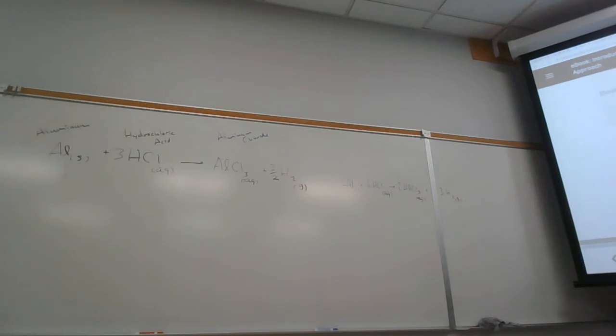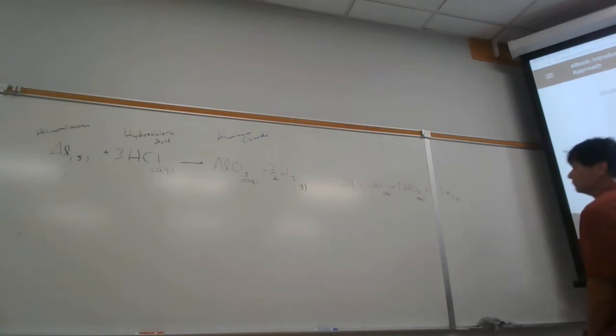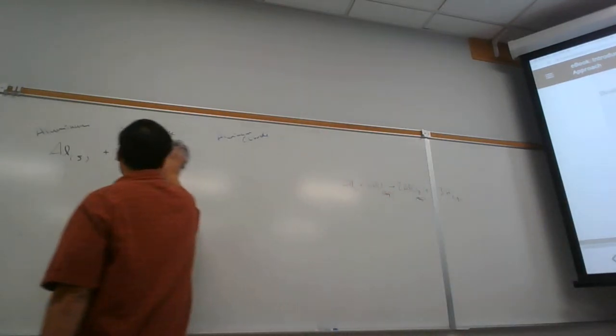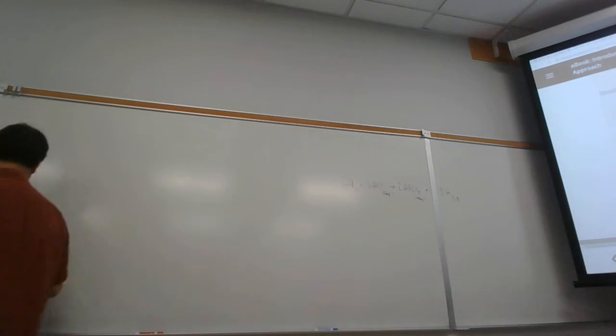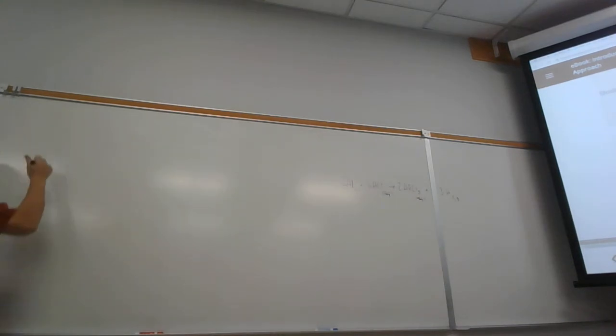Okay, let's see. What's next? Eight. This is a single replacement. Eight is going to be a different one. Eight is going to be what's called decomposition. This is going to decompose into the elements. So what is that compound there? HgO. What do we call that? Mercury oxide would be fine as long as mercury is a fixed charge.